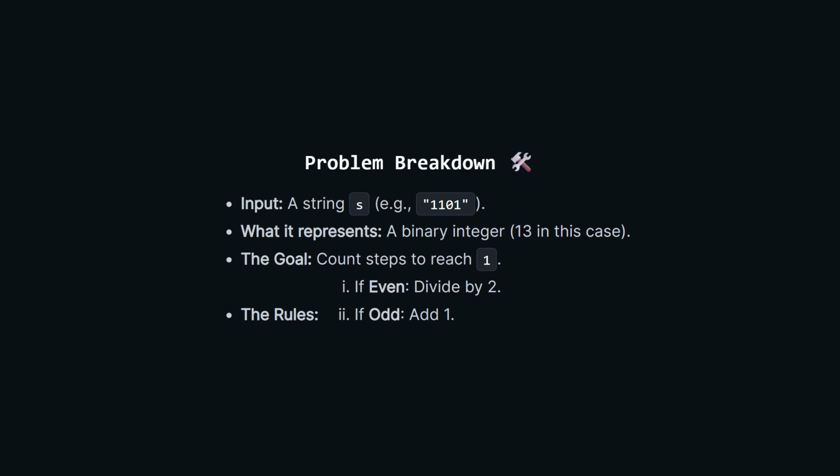Let's summarize that again. We get a string called s, which is just ones and zeros. We need to pretend this string is a normal number, check if it is even or odd, and then either divide it by 2 or add 1 to it. Our final answer is just a simple count of how many times we had to apply a rule.